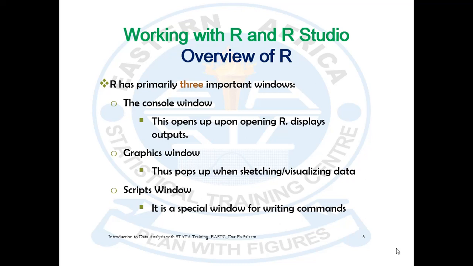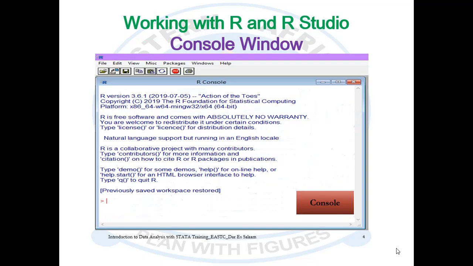The graphic window is seen, or pops up within R, when you are trying to sketch some graphs or to visualize your data in the R console, but in R Studio it is already there. The script window is special for writing scripts, in case you don't wish to write your commands in the console window. You can write in the script window and execute to have your desired outputs.